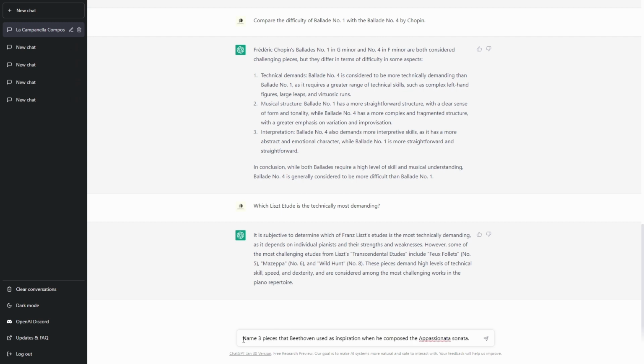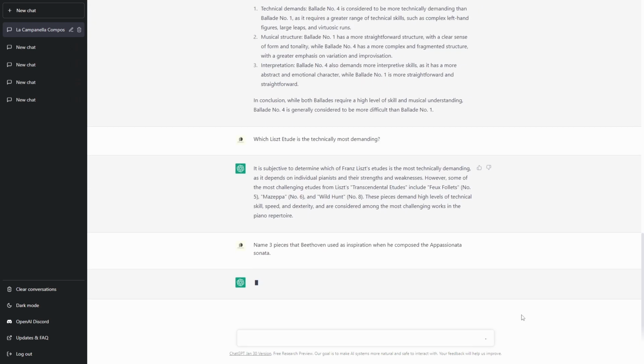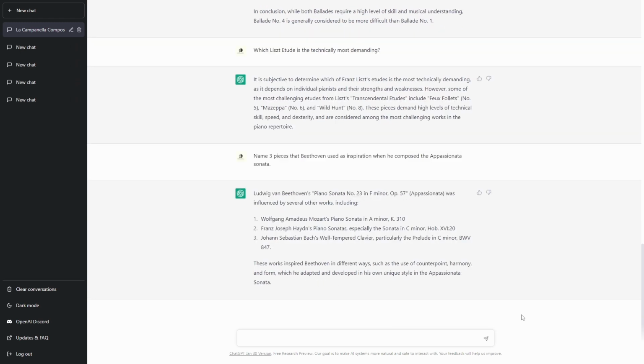And now I would like to know, name 3 pieces that Beethoven used as an inspiration when he composed the Appassionata Sonata. So this is something that I don't know myself, so I'm very looking forward to the response by ChatGPT here. So it says we have 3 works here: the Mozart Sonata in A minor, I can see that, the Haydn piano sonatas, especially the C minor, and Bach, interesting, the Prelude in C minor. Okay, so these works, it says, inspired Beethoven in different ways, such as the use of counterpoint, harmony and form, which he adapted and developed in his own unique style.